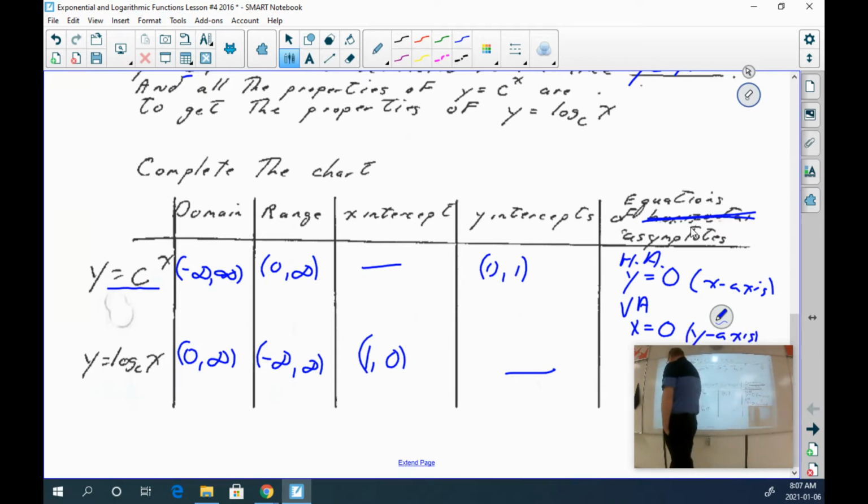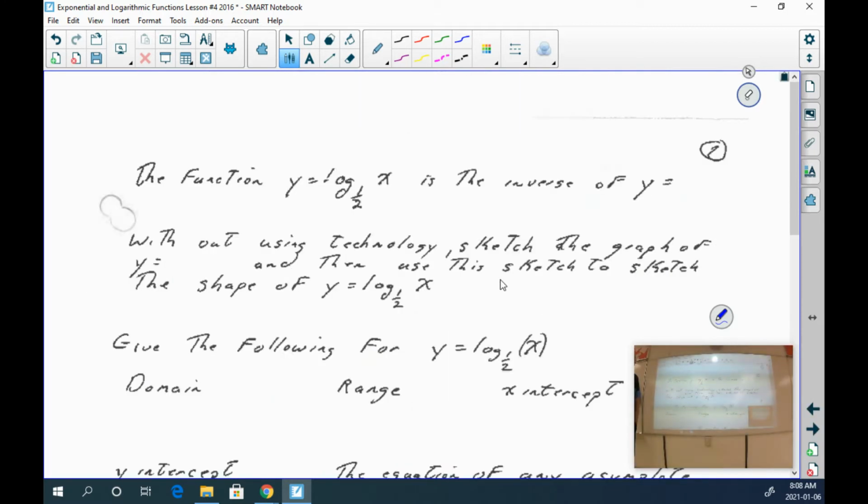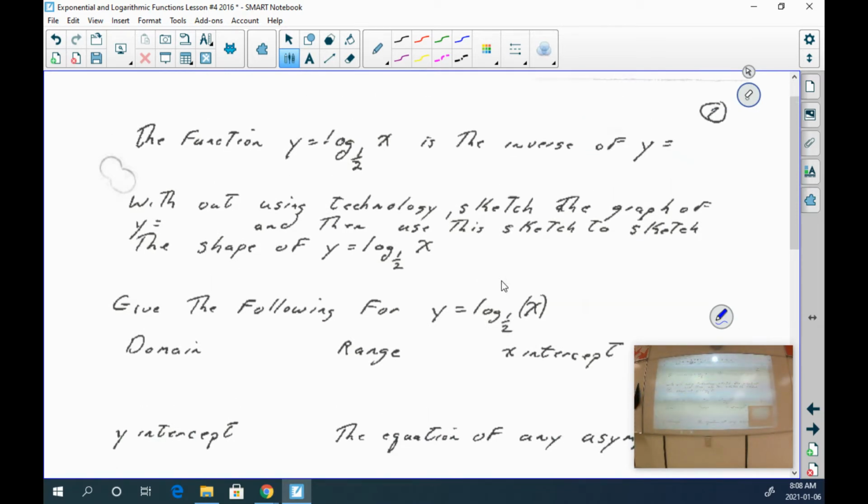And notice again, I'm using a base here, c. It doesn't matter what c is, as long as it's not negative, 0, or 1. Now, if you were to graph this function, y is equal to log base 1/2 of x, this would be the inverse of 1/2 to the power of x, or 2 to the negative x. Three ways of writing that one.